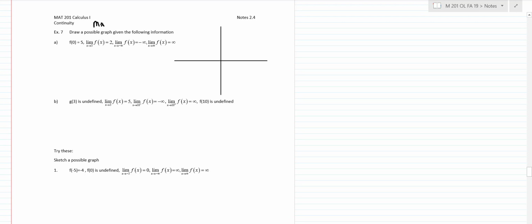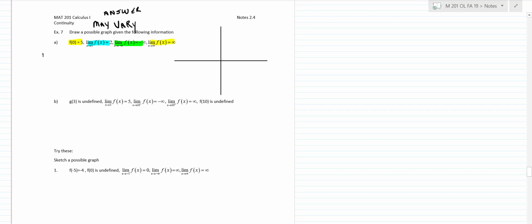Now, on these problems, the answers you come up with may vary. If I'm grading something like this, I just look at your graph and I say, okay, is it a function, number one, and do all these conditions hold? So what I'm going to do is look at these conditions here, and we're going to make a graph that follows these three conditions.